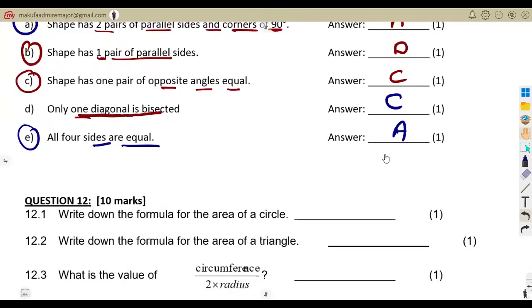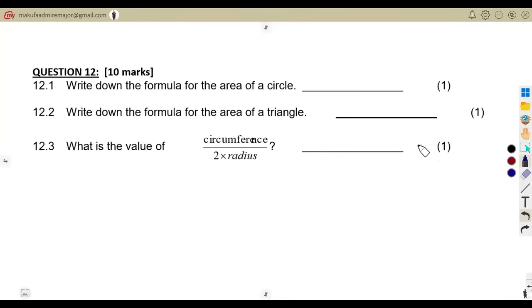All right, there's another part here. Write down the formula for the area of a circle. Remember, area of a circle, pi r squared. And write down the formula for the area of a right-angled triangle: half of the base times the perpendicular height.